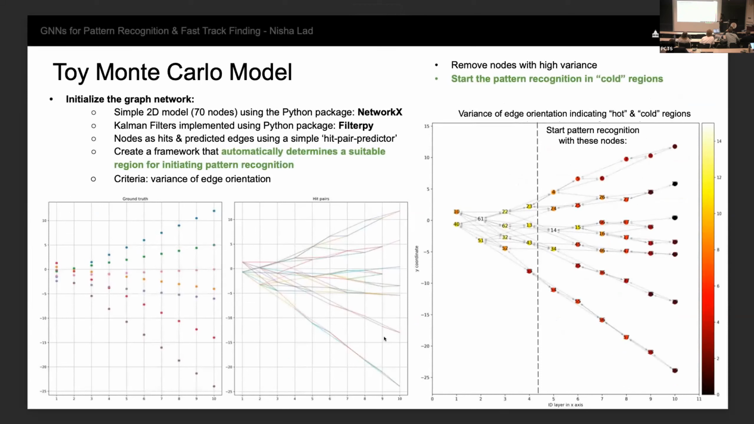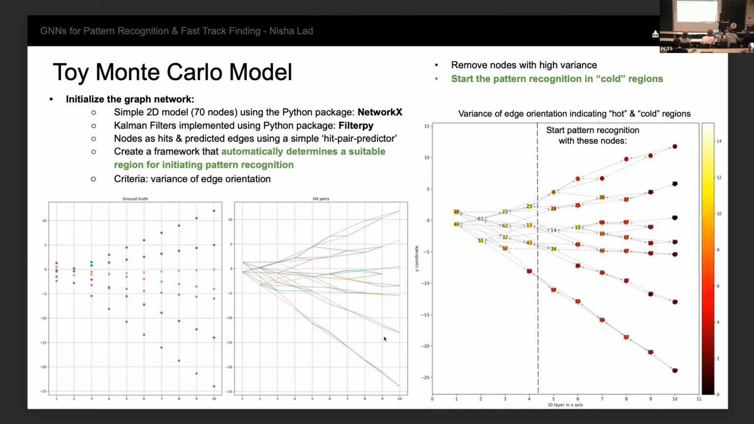So first, I'll start off with the toy model and the results for the toy model. So we initialized the graph network using 7 different tracks, and it comprises 70 nodes. So this was just a very simple simulation using the Python package NetworkX, and again the Kalman filter is implemented using the Python FilterPy. The ground truth of the nodes can be seen here, and the edge connection hit pairs can be seen here. And the predicted edges were formed using a very simple hit pair predictor.